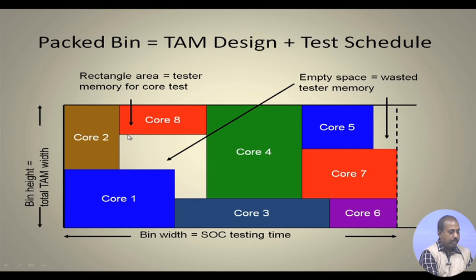The test time is advancing, and for every time step I have to give one bit to core 8, a number of bits to core 8, whatever be the TAM width allocated to core 8. Similarly, bits are to be given for the others. So for every time instant, this entire set of bits are to be given. You can find out the total TAM memory requirement, which is given by this TAM width multiplied by this total SOC test time, or bin width. So bin height into bin width gives us the total tester memory requirement, and the test time is also obtained from this one.